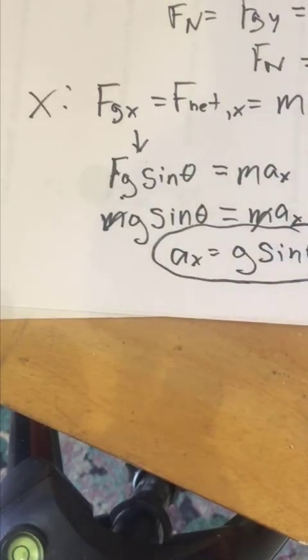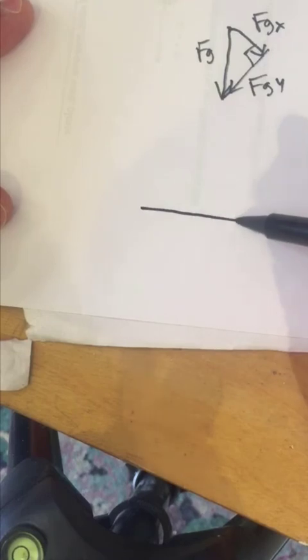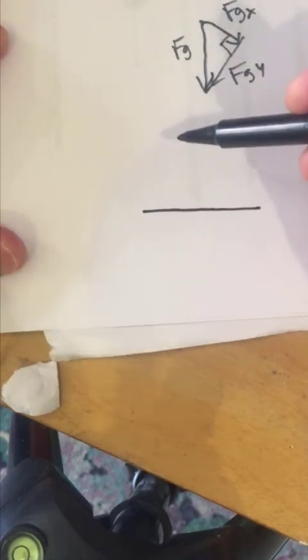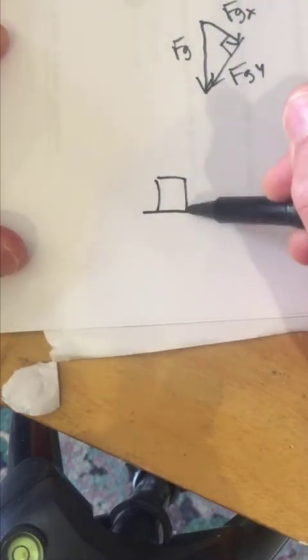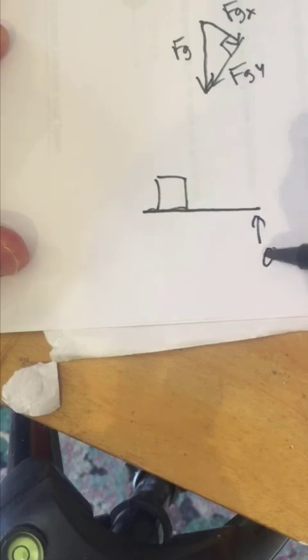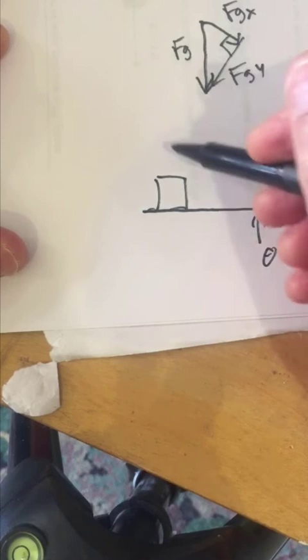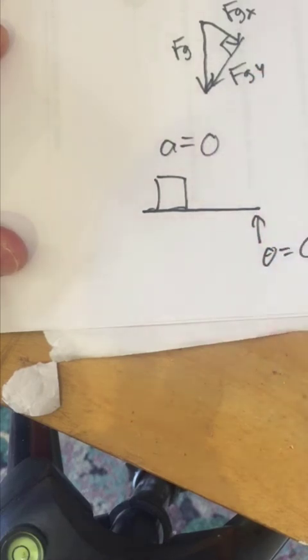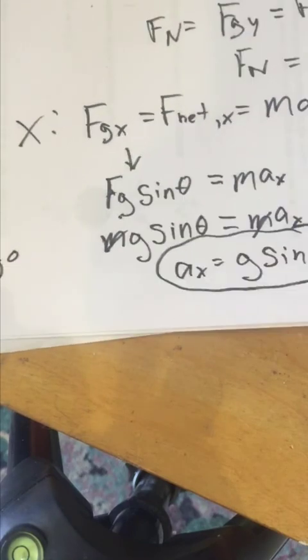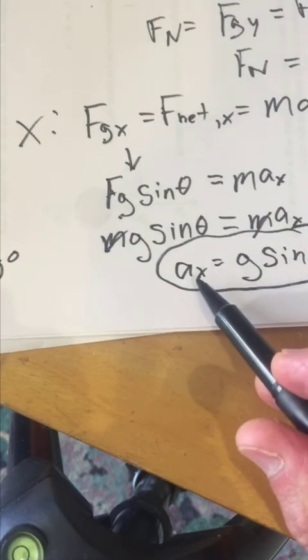Now I'm going to take this back to the very beginning discussion I had with you. If the ramp is flat, make it flat, there we go. If it's flat, if theta is 0 degrees, what's the acceleration that we came up with? We said the acceleration is 0. Well, what is the sine of 0? If I look at the equation here, the sine of 0 degrees is 0, so the acceleration, according to this equation, should be 0.